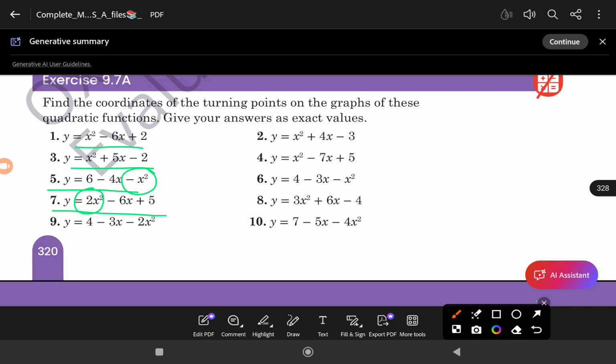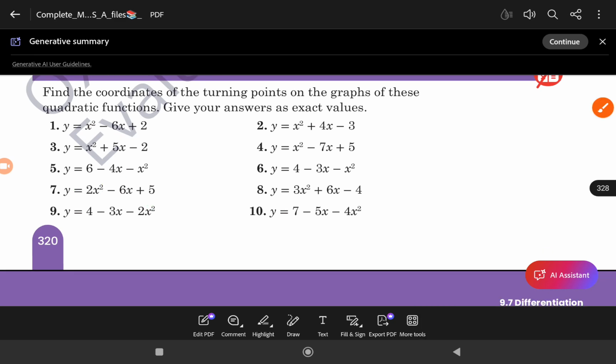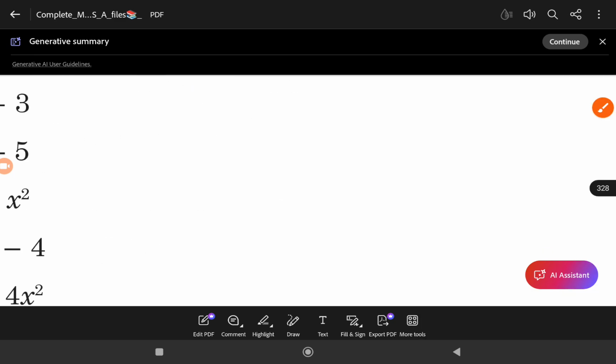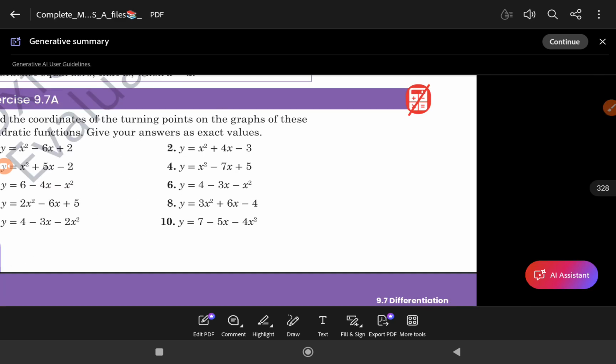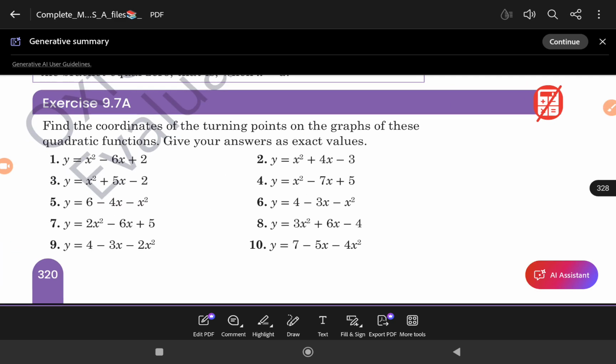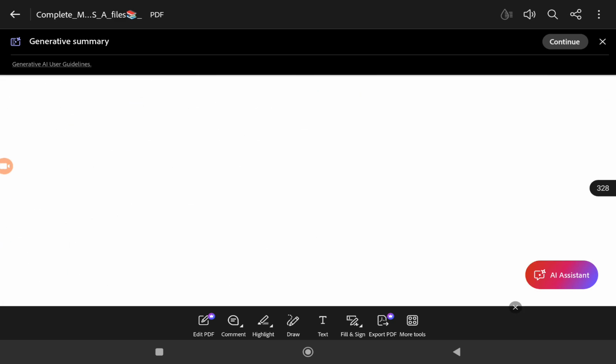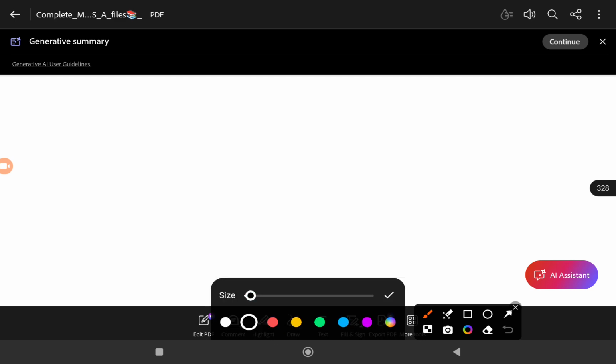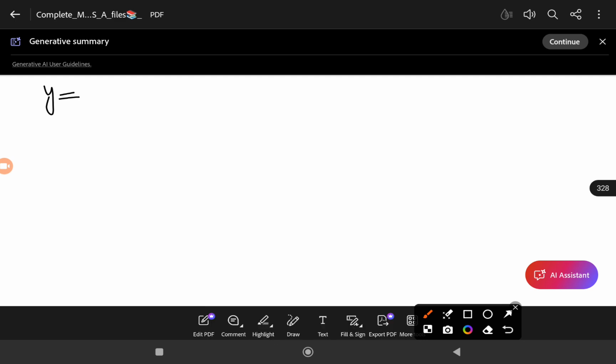So let's start with question number 5. The equation of question number 5 is y equals 6 minus 4x minus x squared. So there is a negative sign with x squared. Just we will take common this negative sign.